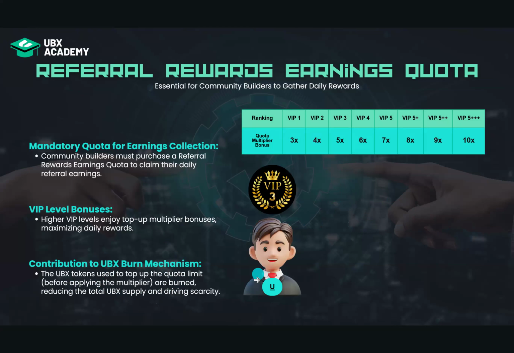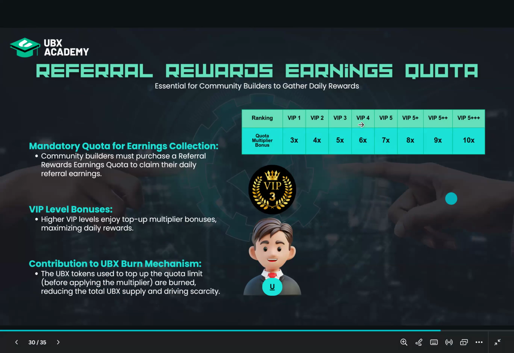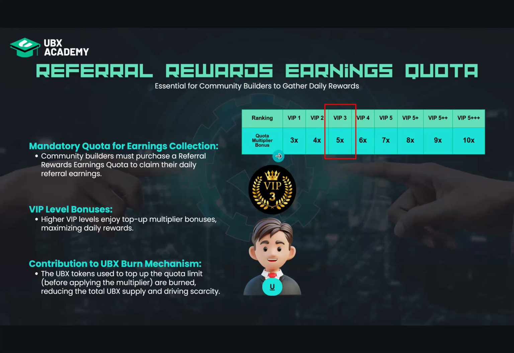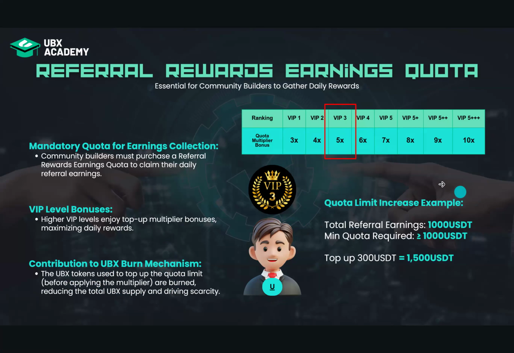So for example, you are VIP 3. Being a VIP 3, you get to enjoy quota multiplier bonuses of 5 times, 5x. Example, total referral earnings are based on 1,000 USDT, and your minimum quota required is 1,000 or more. Then all you need to do is top up $300 USDT to purchase UBX token, which will give you a 5x multiplier bonus, and you will get a quota of 1,500 USDT. After you minus your earned referral reward, you still have 500 USDT quota.